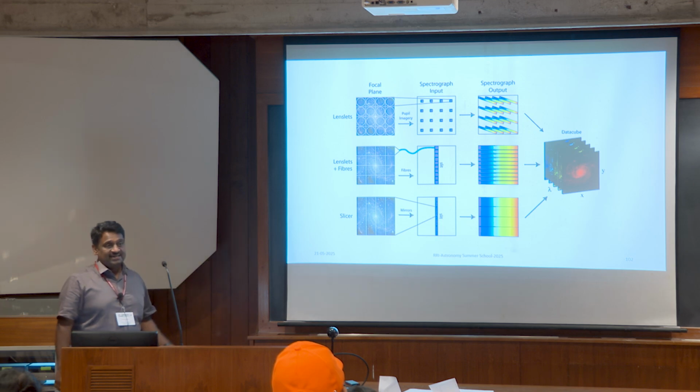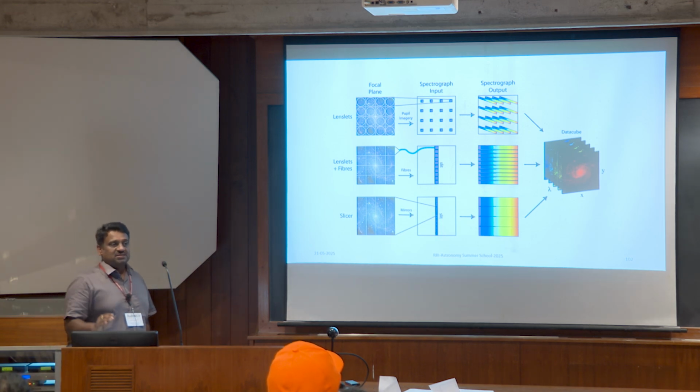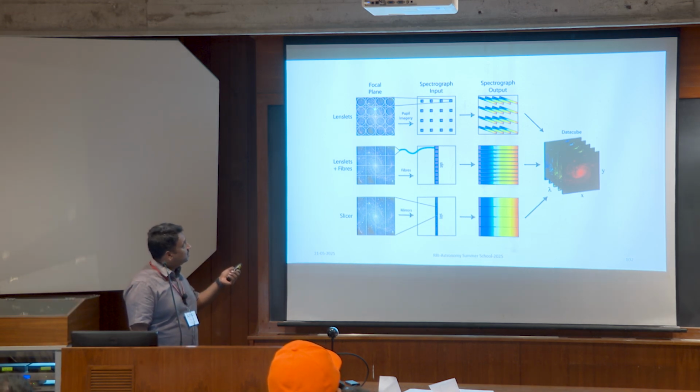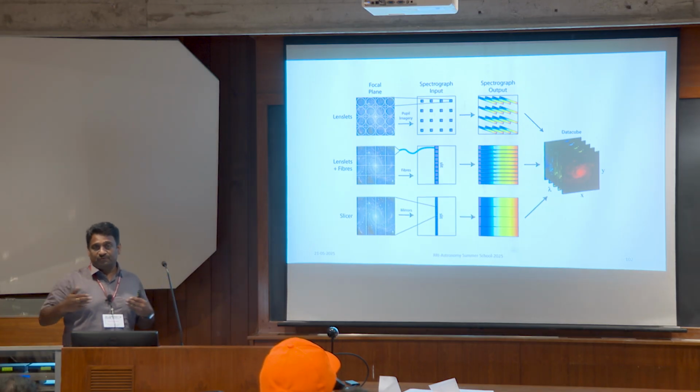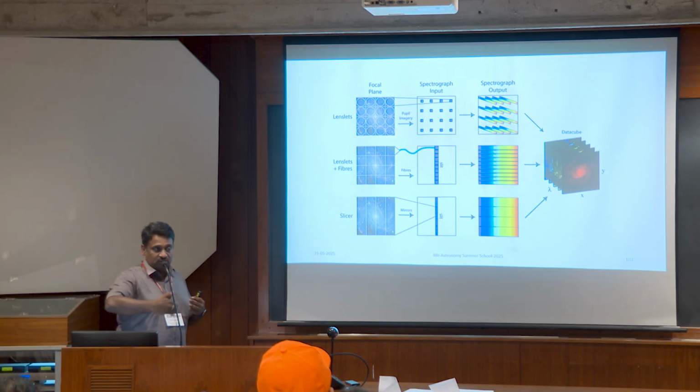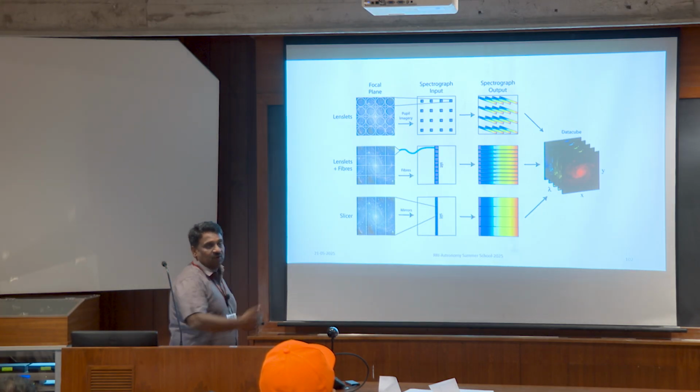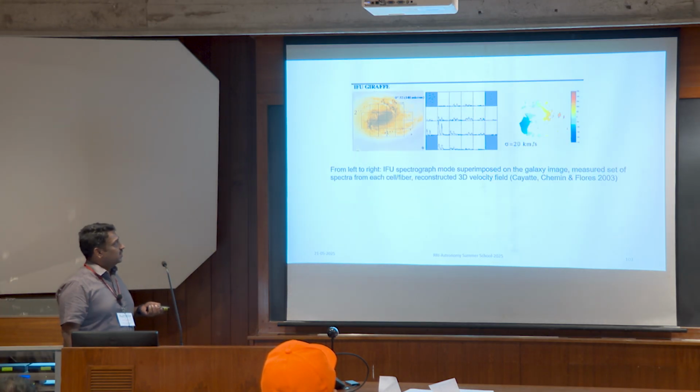You can even slice the image itself and send each slice through a grating. So this will give you a cube of data. That is, at every wavelength you are looking at the image. This is another way of looking at things.